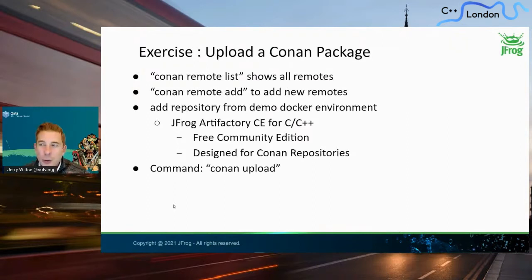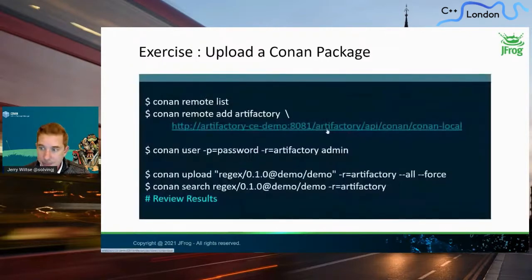We're going to show a couple quick commands. Conan remote list shows all of the remotes that we know about. Remote add to add a new remote. We're going to add from our demo environment this Artifactory CE, which is a free community edition, and it's designed for Conan repositories specifically. So if you're going to do any POC or trial with Conan, it's probably a good fit. And then, of course, we'll be doing the Conan upload command to push our binaries to our shared repository.